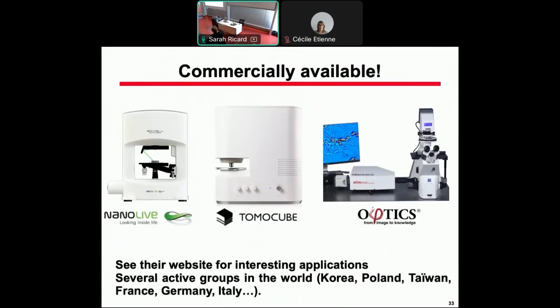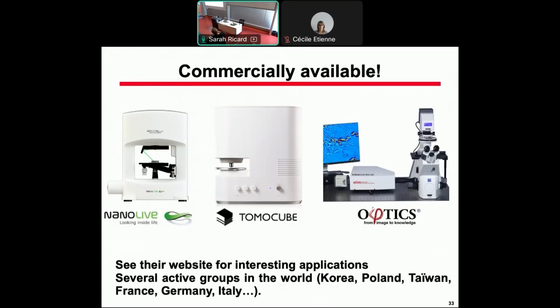Good news, if you don't want to set this up, it's commercially available. There are 3 variants. Nanolive has made a slightly lower resolution setup than the TomoCube. The interest of this approach is you have huge space here if you want to put tissues or whatever you want. While this is a high resolution setup with 2 microscope objectives. And there is a variant from Firetex.